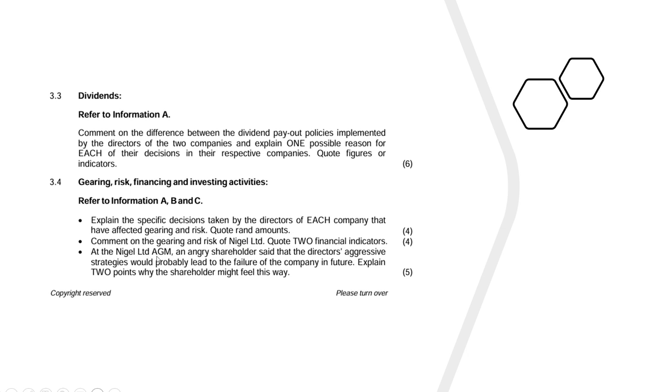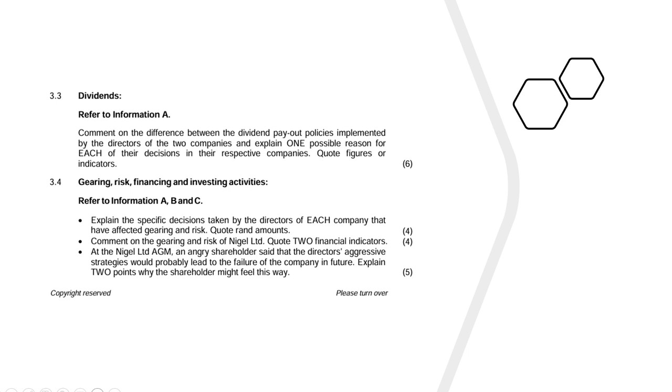You're not comparing, you're looking at one company. At the company AGM, an angry shareholder said that the directors' aggressive strategy would probably lead to the failure of the company in future. Explain 2 points why shareholders might feel this way. So you need to explain using the information that is presented to you why shareholders might feel that the aggressive strategies might affect the company operation in the future. So all the information that you'll be answering to here is in information A, B, and C. So make sure that you use that information in order to respond.